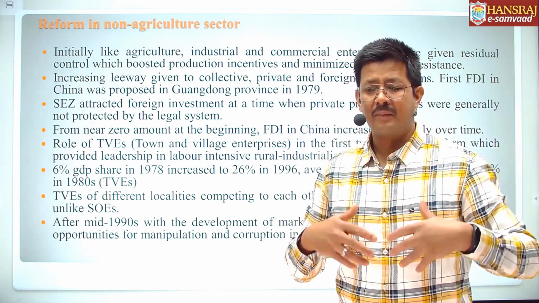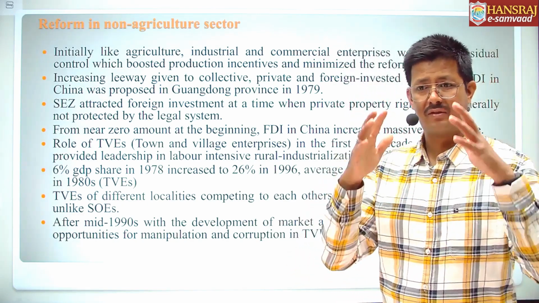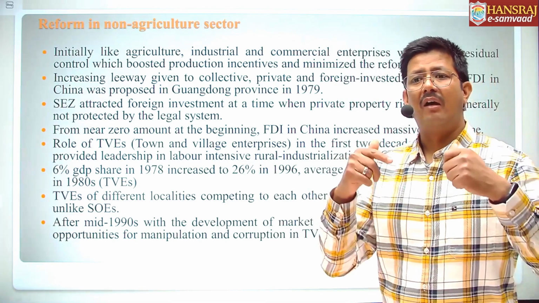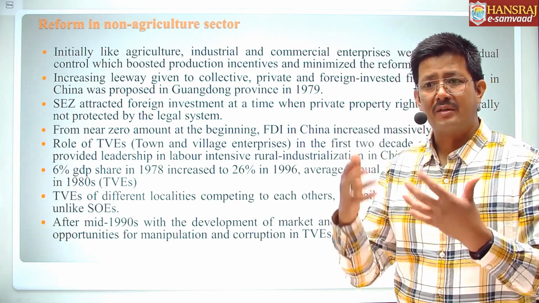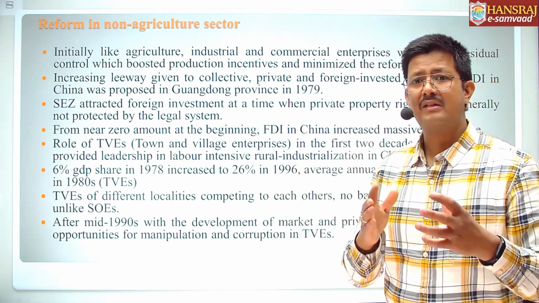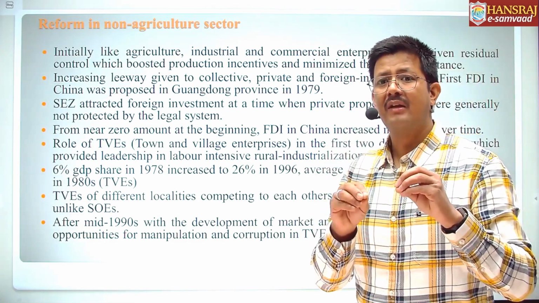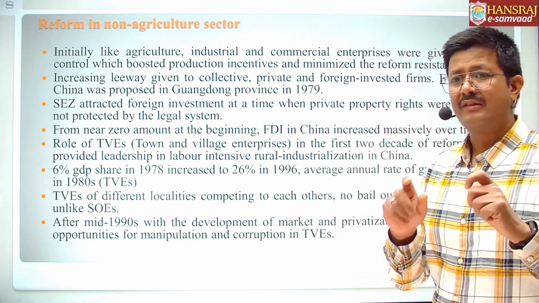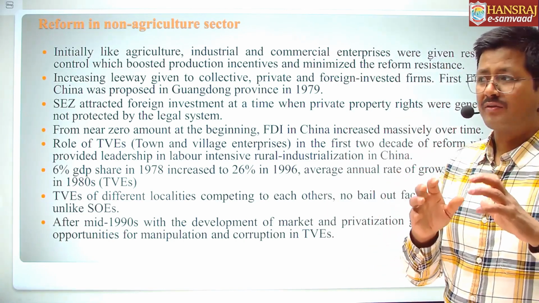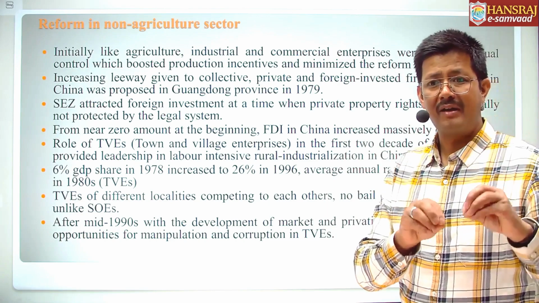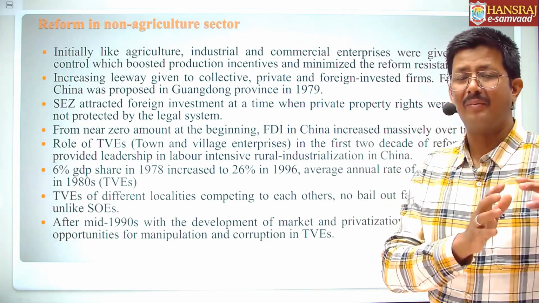It means that because of the agriculture reform, the farmers' income has increased, and as a result this has provided support to the towns and village enterprises to grow over time. We can see that the GDP share of these towns and village enterprises in the initial period of reform has tremendously increased, because the reforms done by China started from agriculture.